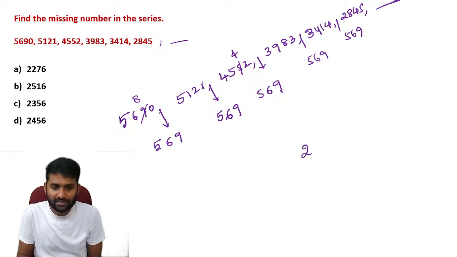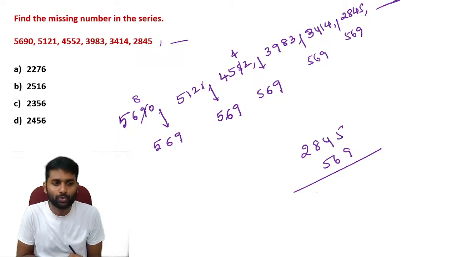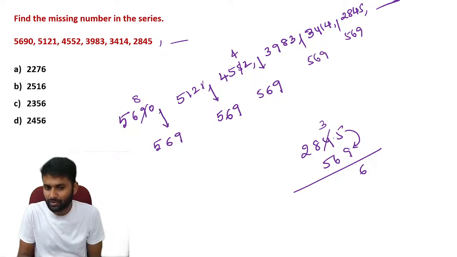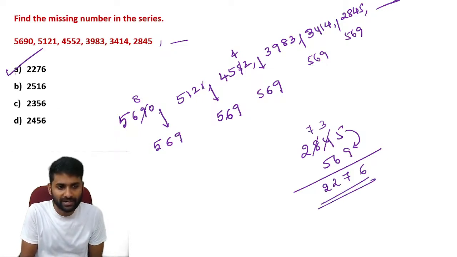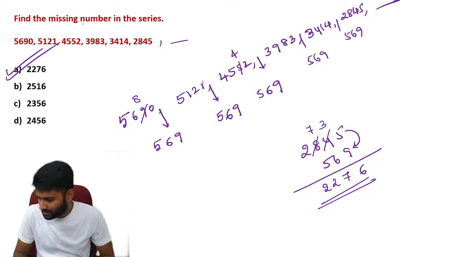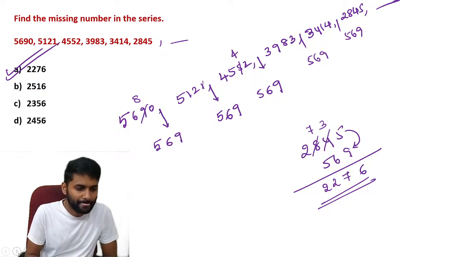If you want the final answer, just subtract 569 units from 2845. So 15 minus 9 is 6 units. Now it becomes a 3, right? We took a carry over already. So 13 minus 6 is equal to 7. Again we took a carry over. So here it is a 7. So the total value is equal to 2276. Yes, very good.